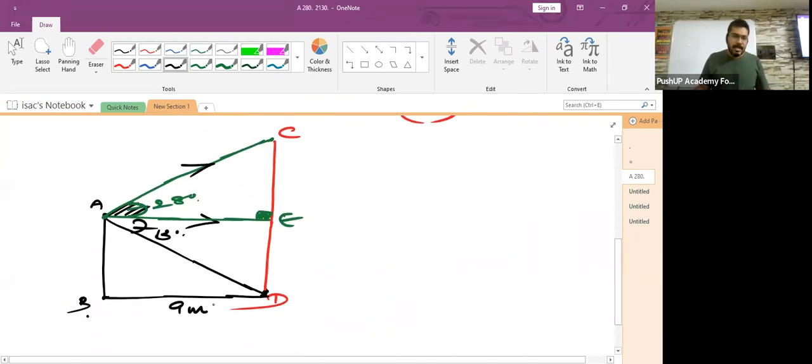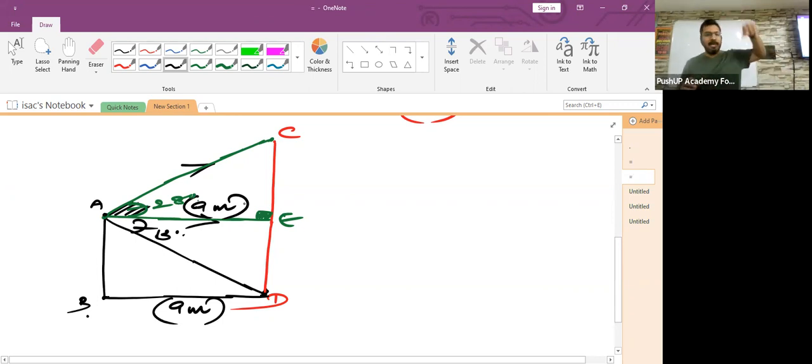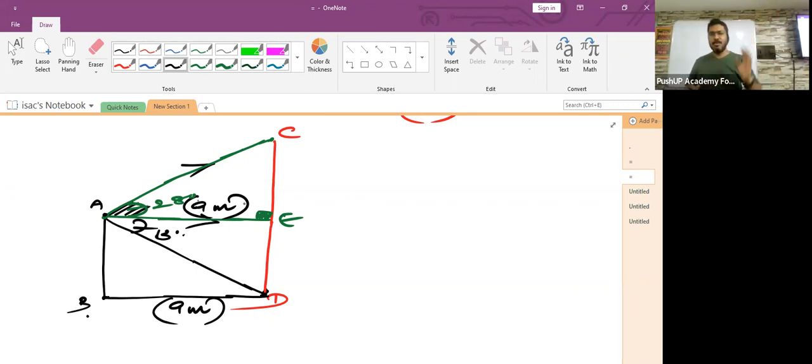So can't I say BD is equal to 9 meters? I can say BD is equal to 9 meters. If BD is equal to 9 meters, then AE will be equal to how much? AE will also be equal to 9 meters. Again, the same old concept. ABD is a rectangle, opposite sides are equal. Don't waste your time. Just do it.